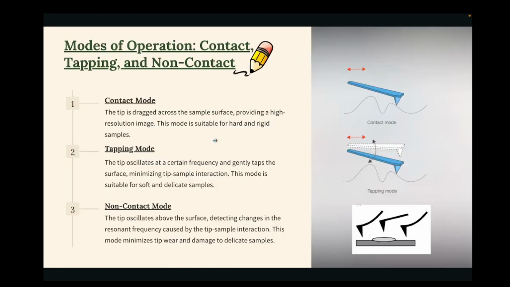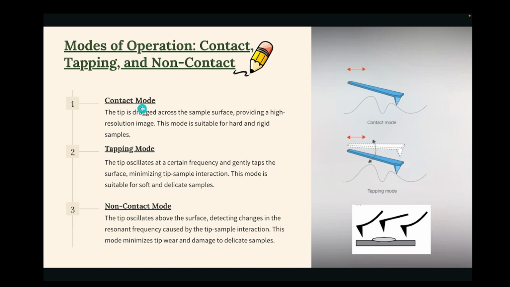So now the modes of operation of the AFM. So these are the three modes of operation of AFM: contact mode, tapping mode, and non-contact mode. By the figure you can see that contact mode means the tip and the surface are always in contact. So according to this, the deflection occurs when the tip moves over the surface, the tip moves up and the laser gets deflected, and when the tip moves down, again the laser gets deflected, so that continuous contact between the tip and surface can take place.